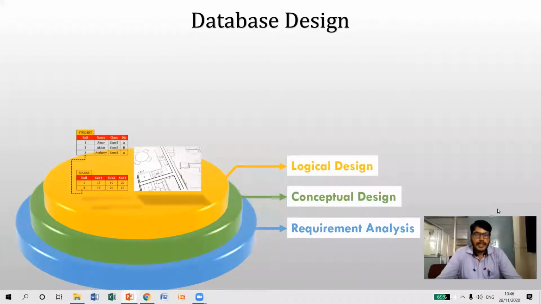So for this, he will go with a mapping algorithm. He is going to follow certain steps so that by using those steps, he is able to convert the ER model into the relational model. So once he gets the relational model, that is nothing but what we simply call the logical design.